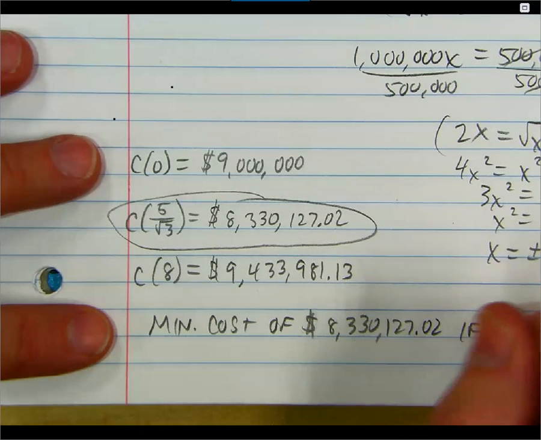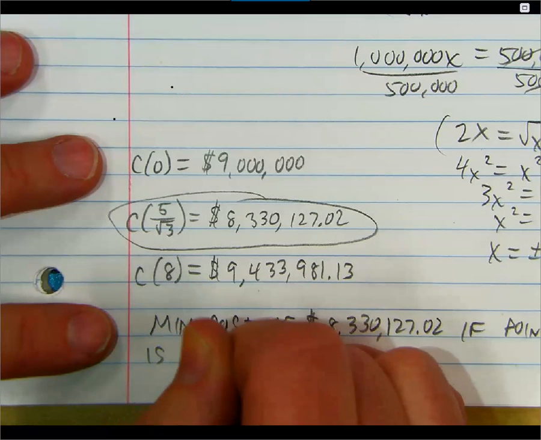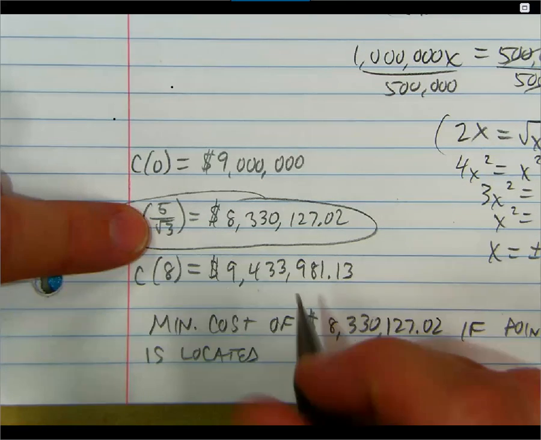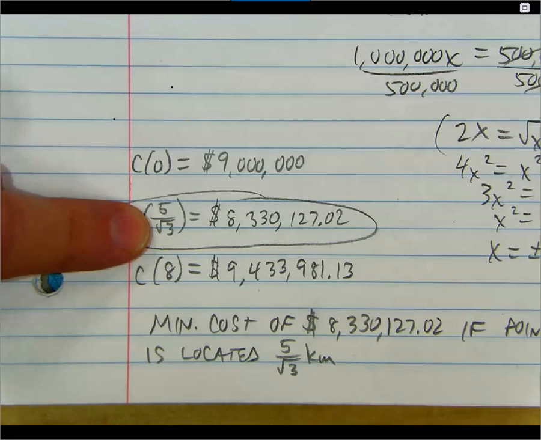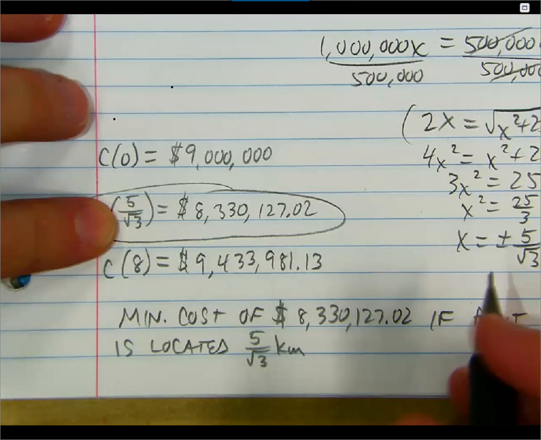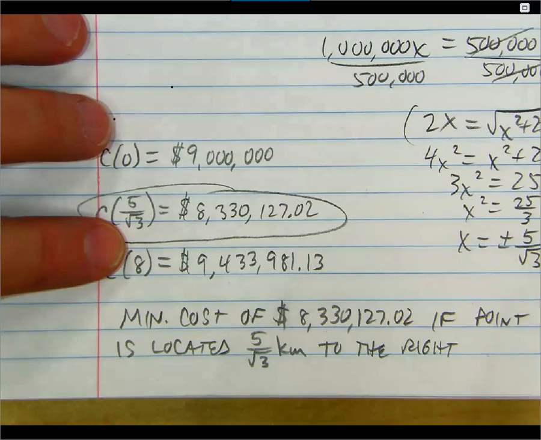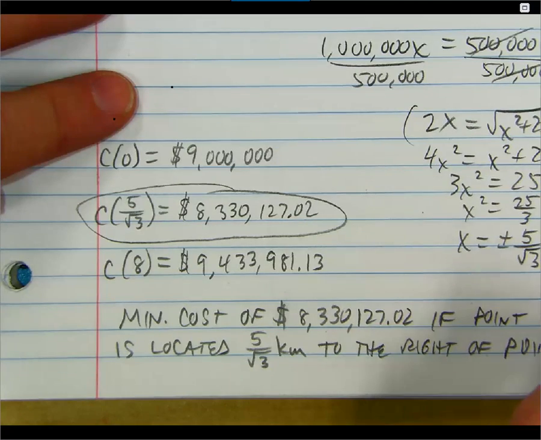If point P is located this far, so 5 over root 3 kilometers, get the units on there, to the right of point A in the diagram.